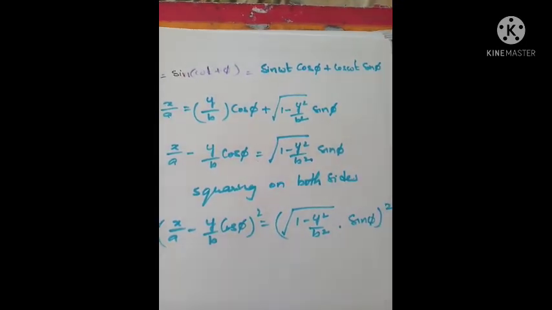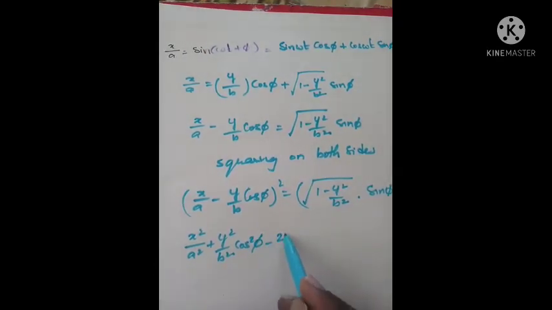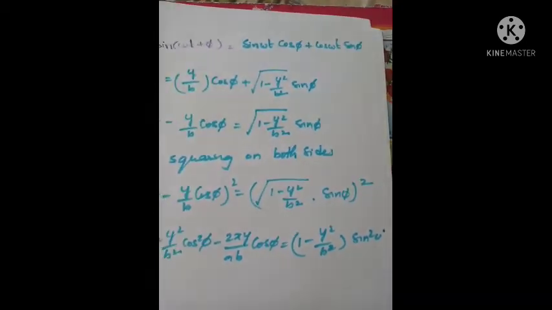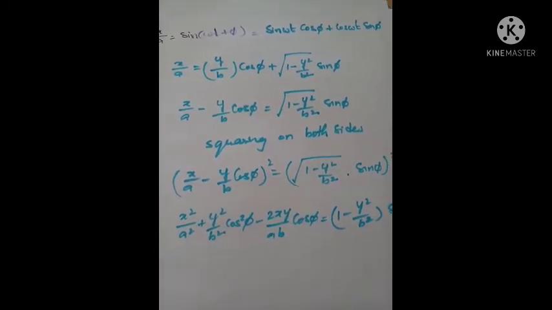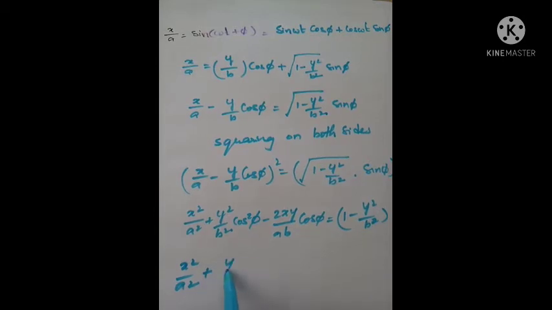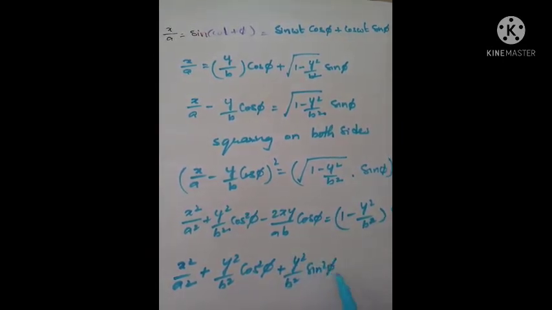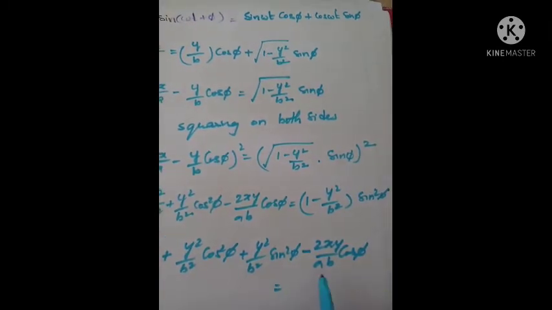See what we get finally. Expanding this function, we get x square by a square plus y square by b square cos square pi minus 2xy by ab cos pi equal to 1 minus y square by b square into sine square pi. Taking this term to the left side, we get x square by a square plus y square by b square cos square pi plus y square by b square sine square pi minus 2xy by ab cos pi equal to sine square pi.